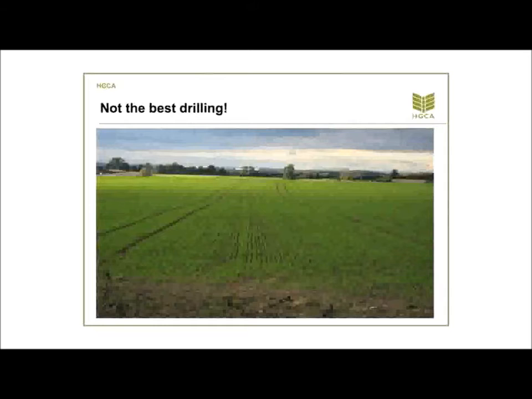And it's a picture taken this autumn, so it's not very historic. It's taken this autumn in emerging winter wheat. And you can see several things about this. First of all, the tram lines aren't parallel. Okay, so that's going to create problems. And secondly, there's over 10% overlap in every drill width.